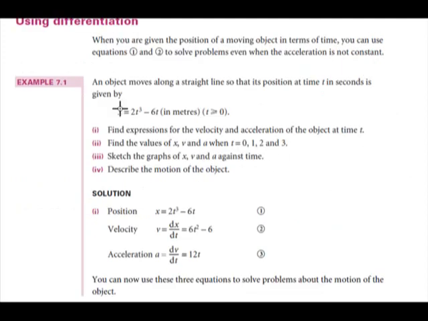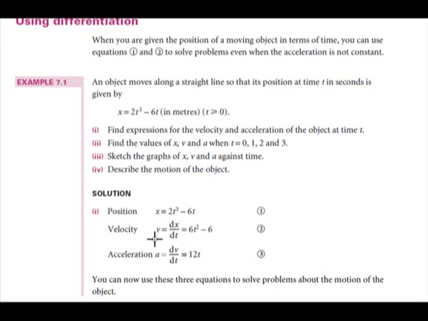So here is a short example that you can work on. An object moves along a straight line so that the position at time t seconds is given by x is equal to 2t cubed minus 6t, where t is greater than or equal to 0. First part says find expressions for the velocity and acceleration of the object.